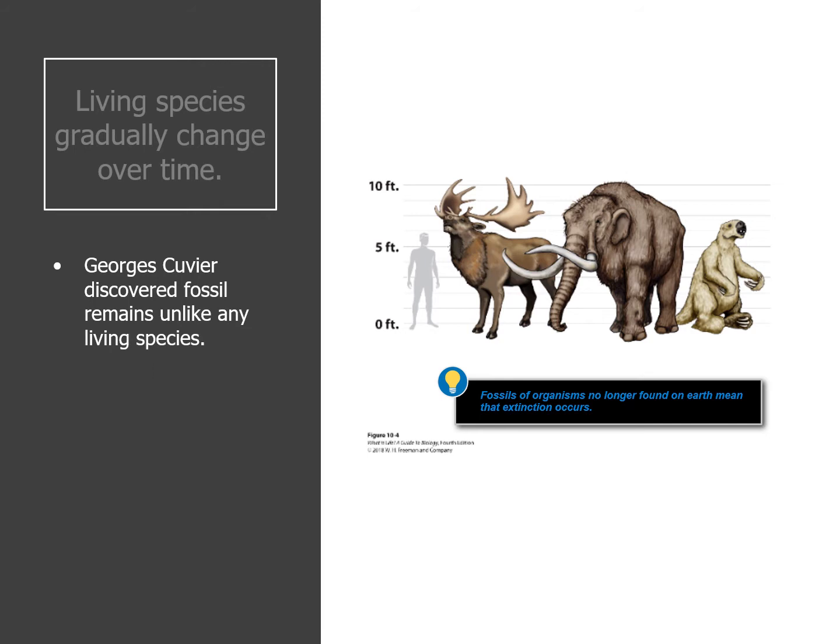So living species gradually change over time, and this, again, was an idea that started with Georges Cuvier, who discovered those fossils. And what he saw in those fossils is they were animals or plants that were unlike any living species that he could find or see, and especially in areas where there was nothing that looked like that. For example, these giant sloths or woolly mammoths, or elk that have antlers that are almost double the size of their body.